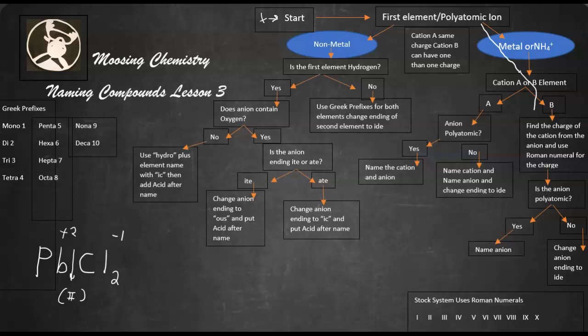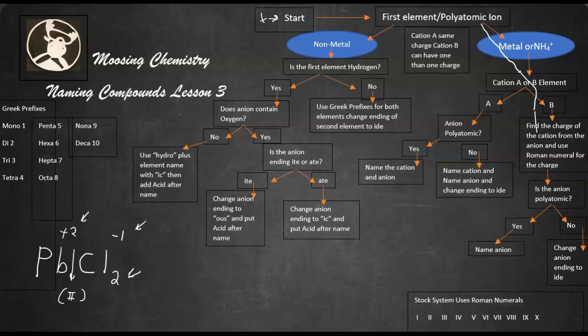Well, chlorine happens to be in group 17, so it has a -1 charge. But we have two of them, right? So 2 times -1 is -2. So to make this compound electrically neutral, we would have to have a +2 right here above the lead, right? So the anion determines the cation. The cation determines the stock number. So now that's pretty easy, okay? Now we've got that taken care of.